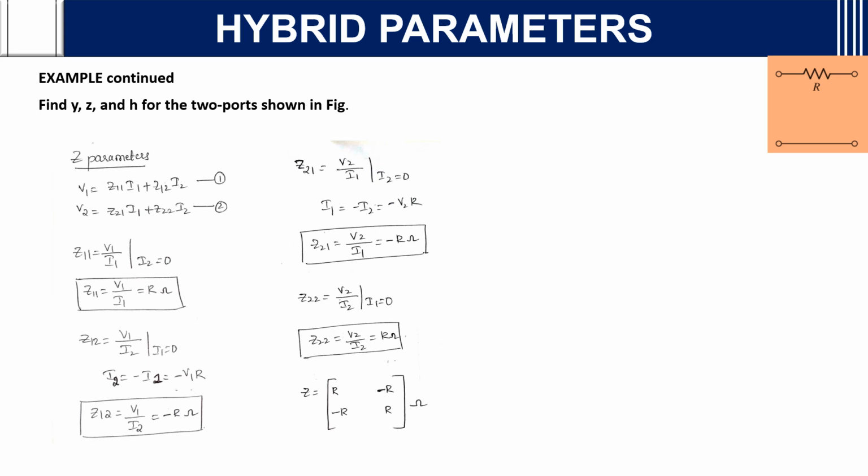Then Z21 is V2 by I1 when I2 is equal to 0. So I1 is equal to minus I2, we need to consider. So you will get minus V2 by R. So Z21 will become minus R ohms.